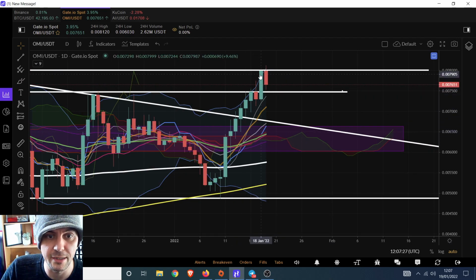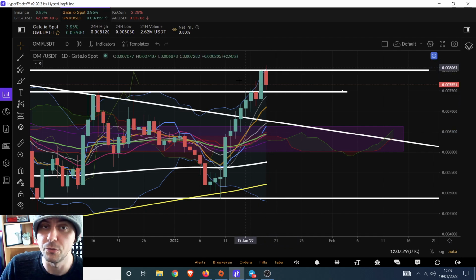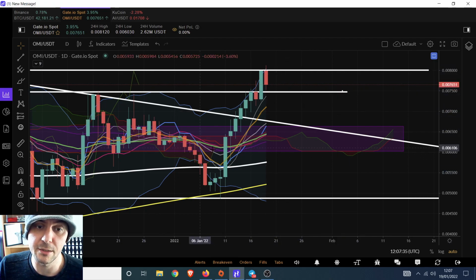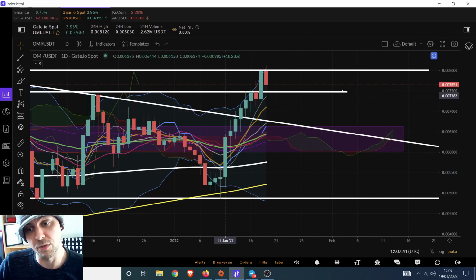So that's the entry point generated as of today. If you choose to buy this, obviously it's up to you. It's not for me to say. This is just one signal against many. But we spoke about this yesterday, about how many bullish signals and setups you've got on one single chart. So this one does look pretty good.